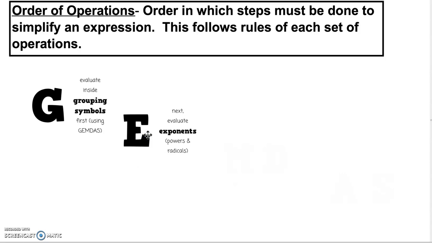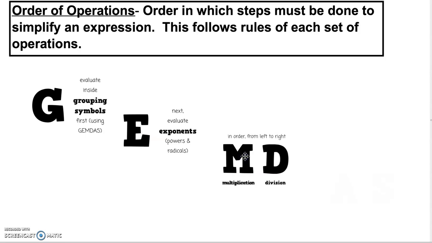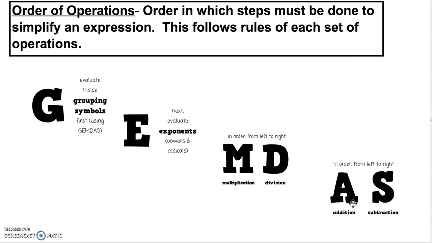Next, we have exponents. After we're done dealing with all of our groups, we deal with our powers. Now, a radical is an example of an exponent. Now, in order from left to right, we deal with multiplication and division. And also, in order from left to right, we have addition and subtraction.